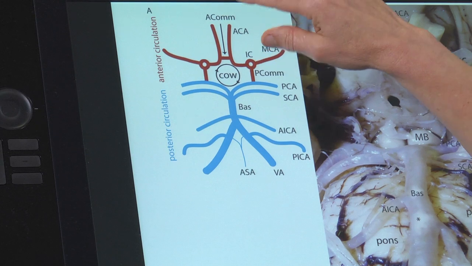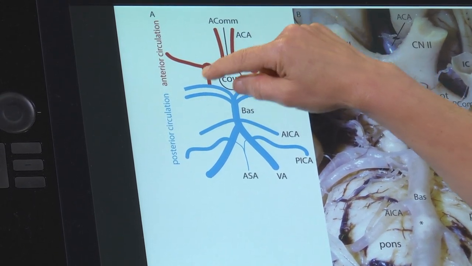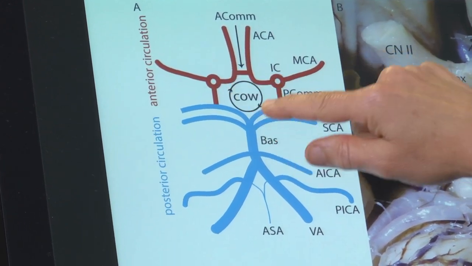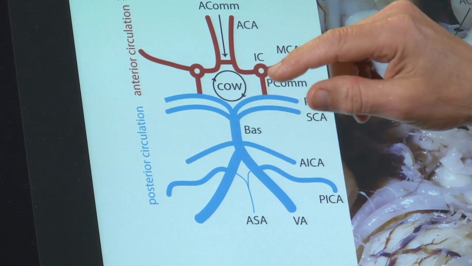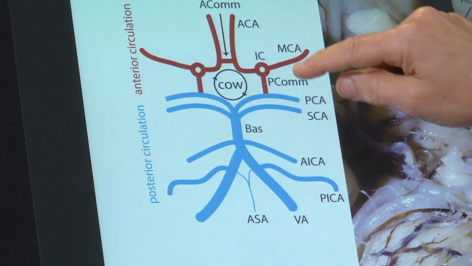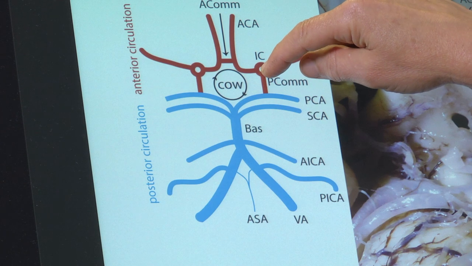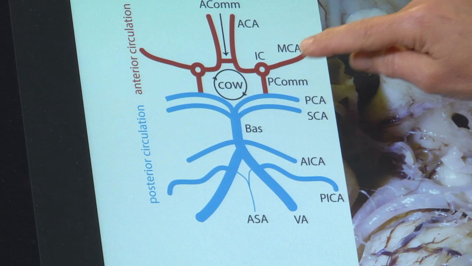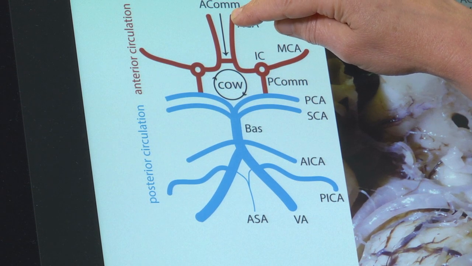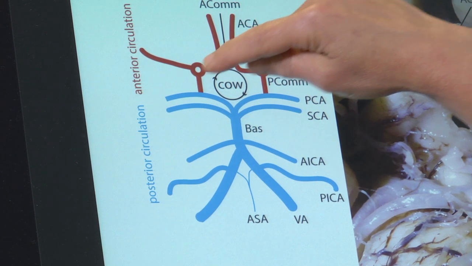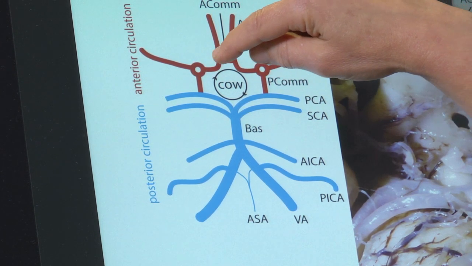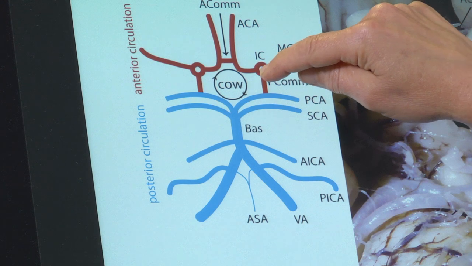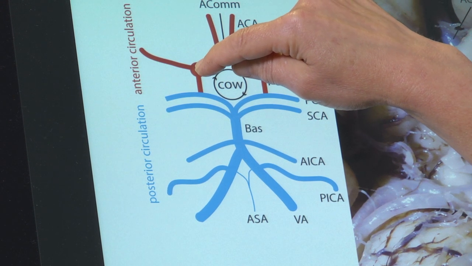What's very interesting about this arrangement is that there is a circle of vessels. And this circle of vessels is called the circle of Willis. There are several blood vessels that make up the circle of Willis. So here's the internal carotid. It comes in and it divides into the middle cerebral artery and the anterior cerebral artery. The anterior cerebral artery on either side is joined by what's called the anterior communicating artery. So now we've gotten from here all the way over to here.